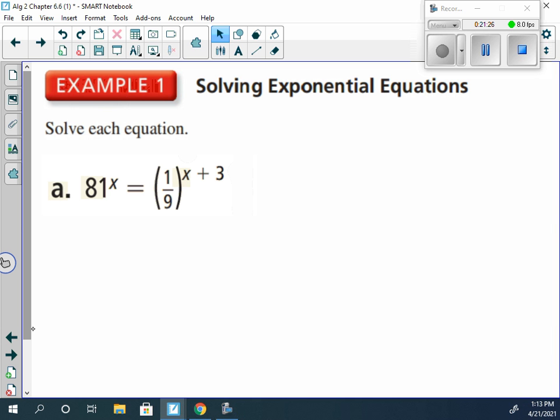So what do we want the base for each one of these to be? Or what's a nice number that we can use for 81 and 1/9? 9. Because if we wanted to, we could use 3, because 3 to the 4th is 81, 3 squared is 9. But 9 squared is 81. So 9 works better. Now if this 81 had been 27, then I would have used 3, because we cannot write 9 to a power and get 27. But we can with 3.